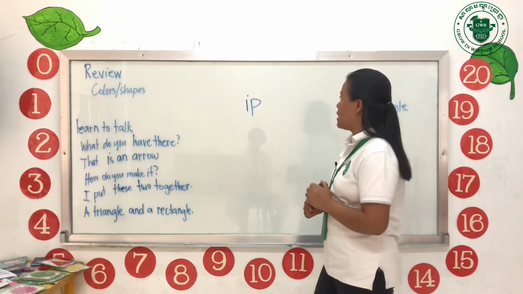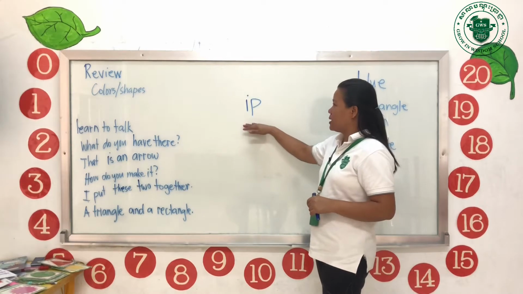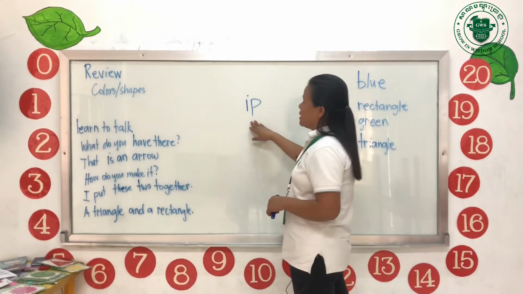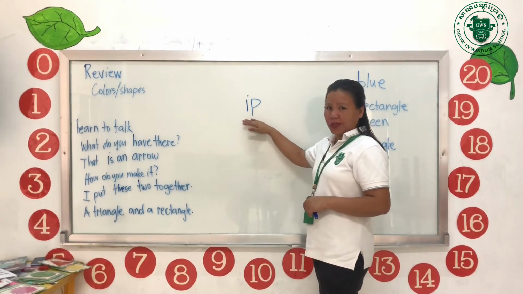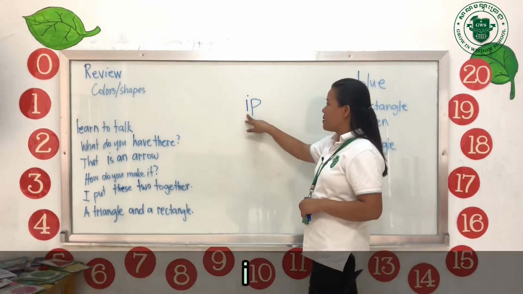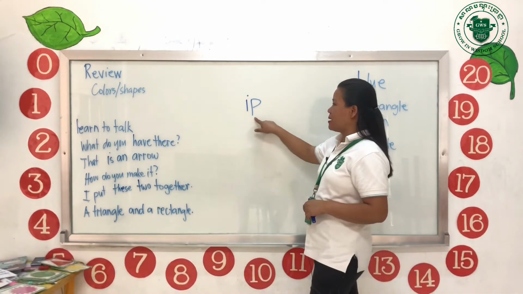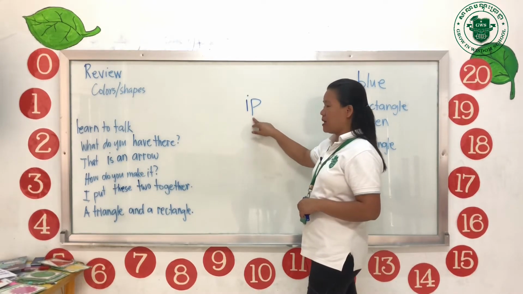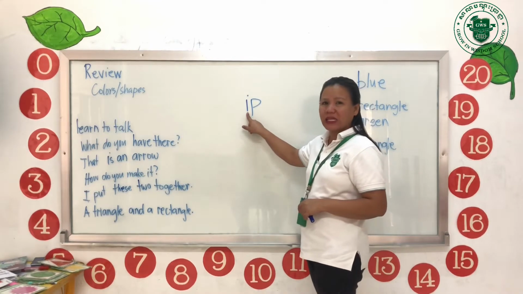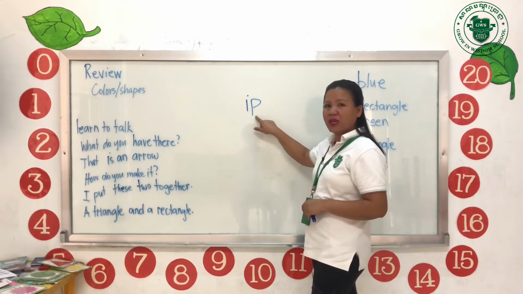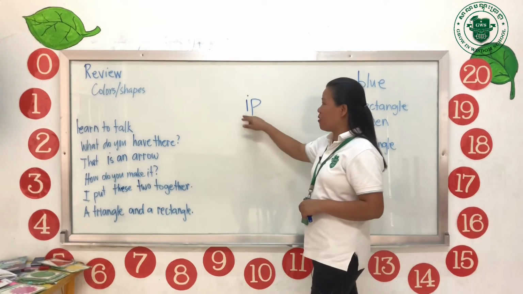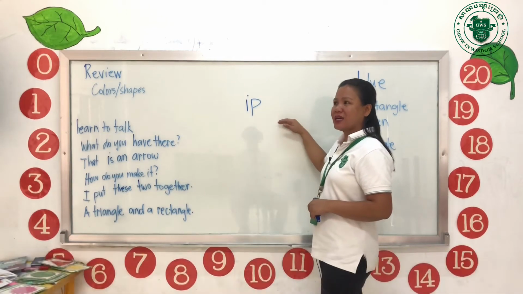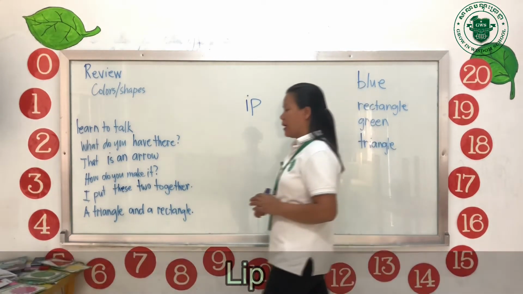And now let's go to our lesson that I told you, that is the sound of ip. Here are the letters that you see on the board, I and P. Letter I and letter P. What is the sound of I and P? The sound of letter I is i, and the sound of letter P is p. So the sound of IP is ip. Ip, like lip.